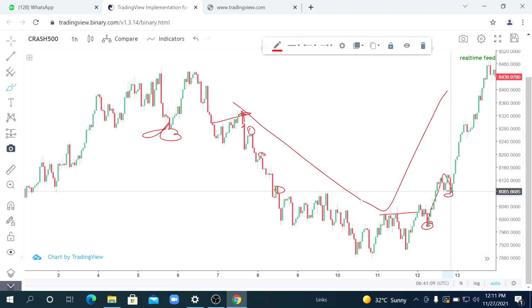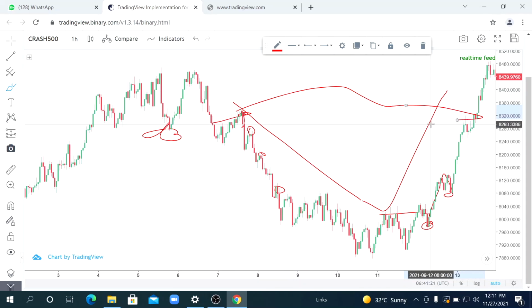You enter from here, stop loss here. You can aim your take profit at this top point here. So you put your stop loss here. This is it. As you can see, it gave us another entry here again. It did a little retest and continuation.